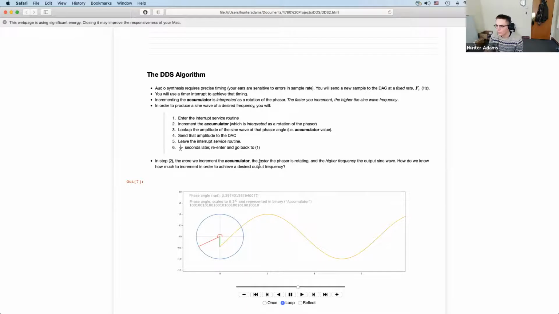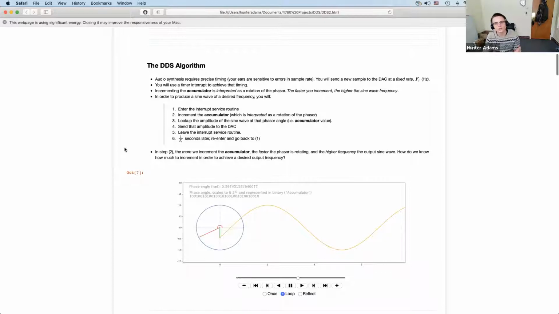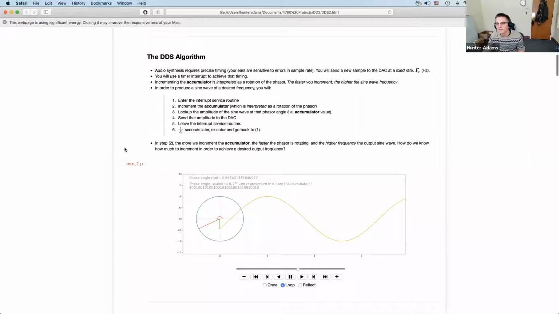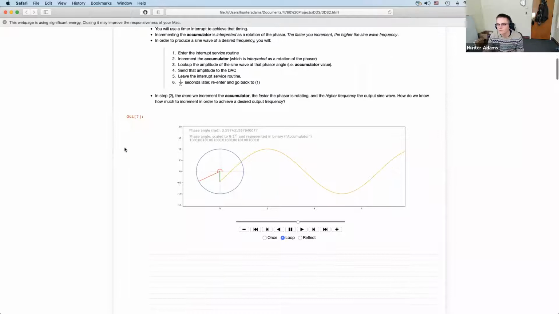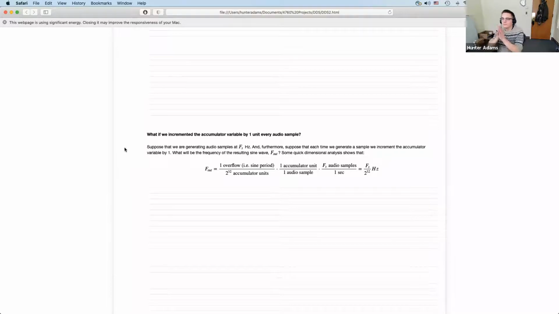So let's think about this increment. There's an equation that tells you what this increment value should be, but I want to sort of justify where this equation comes from so we can think about this a little bit. And let's start by just considering what would be the output frequency that we would get if every time we entered the interrupt, we incremented our accumulator variable by 1 unit. So it's a 32-bit variable. What if every time we entered the interrupt service routine, we just added 1 to it, a 1 in the 0th bit? What would be our output frequency?